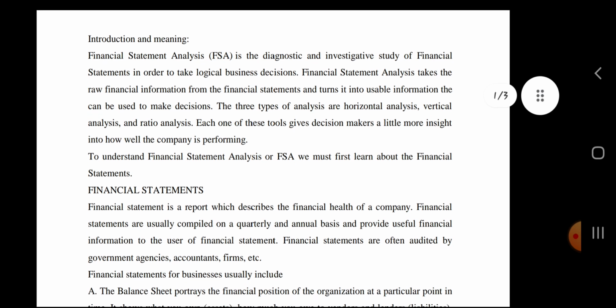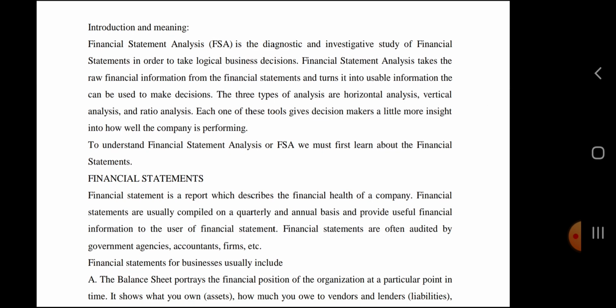Okay, then we studied the financial statements. Financial statements include three statements. The first one is balance sheet, second one is income statement, that is profit and loss account, and third one is retained earnings.